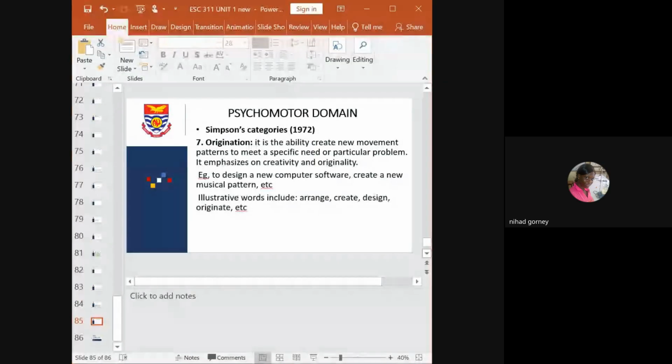Finally, we have the origination, which is the highest level of the psychomotor domain under Simpson's categories. And that's the ability to create new movement patterns to meet a specific need or particular problem. So you can now create new computer software, create a new musical pattern, and that is it about the psychomotor domain. 3 more minutes.